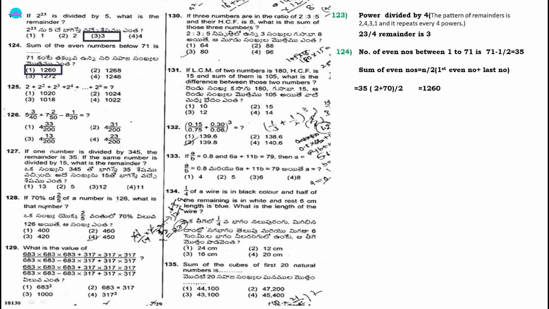Now 2 plus 2 square plus 2 cube, 2 power 4 plus 2 power 8 is. This question is deleted, so that's why we are leaving it now.